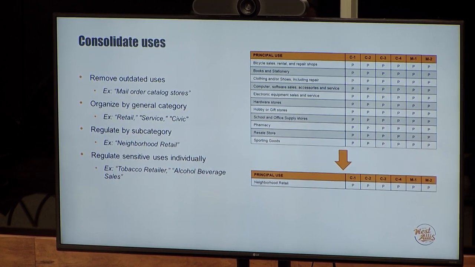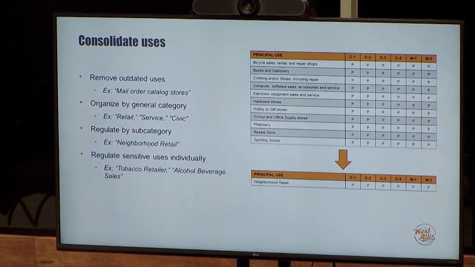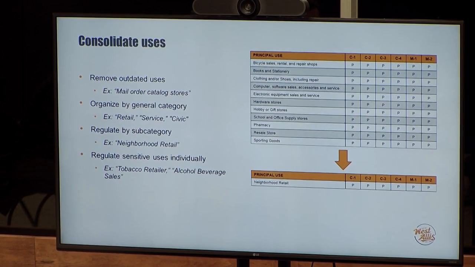So for example, the table to the right is a list of several of the older uses that all have the same permissions across the board, and we're consolidating those into, for example, a bike shop, bookstore, clothing store. They all can fit into neighborhood retail. And we'll also still be regulating some of the sensitive uses individually, so tobacco retailer again, for example, or alcohol beverage sales, or kennels. We want to make sure that those have their own regulations, they're permitted in certain districts and have their own regulations.